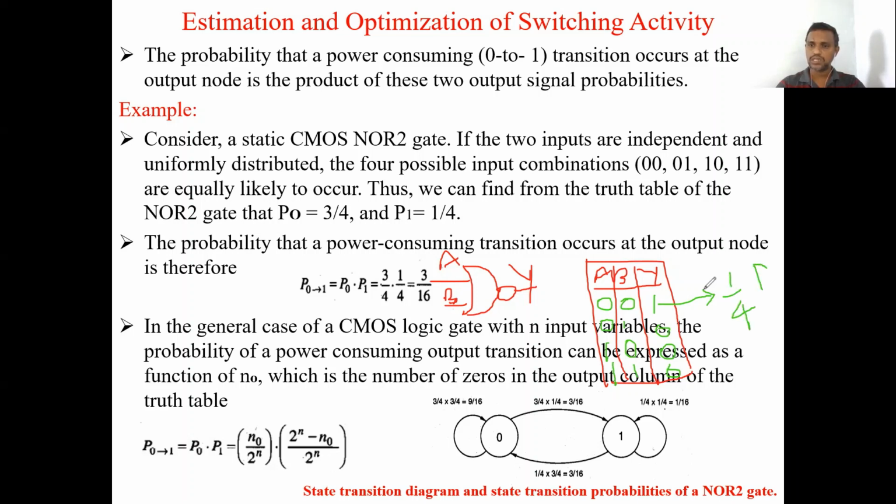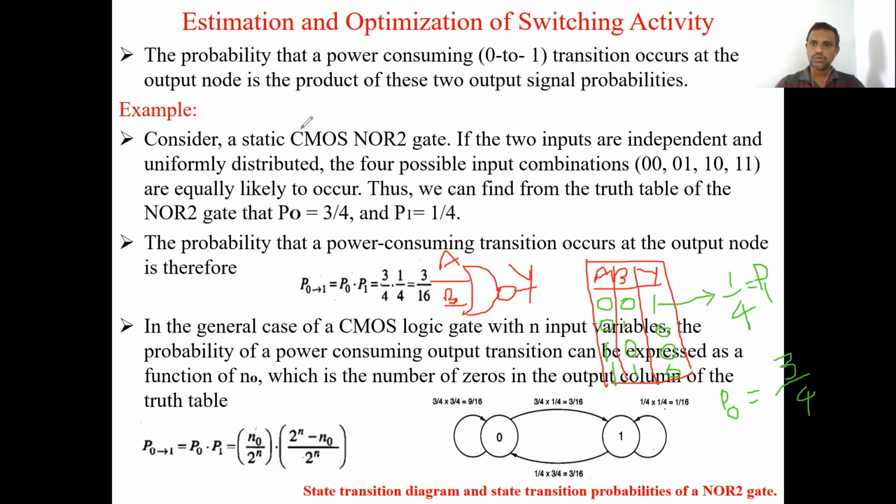That is, P1 is equal to 1 by 4, because here there are 4 possibilities at the output side. Out of that, 1 will be obtained one time, so it is 1 by 4. And P0, the probability of logic 0 appearing at the output, is nothing but 3 by 4, because here we have 3 times the logic 0. That's why we consider it as 3 by 4. So these are the probabilities P1 and P0 for the CMOS NOR gate we are considering.